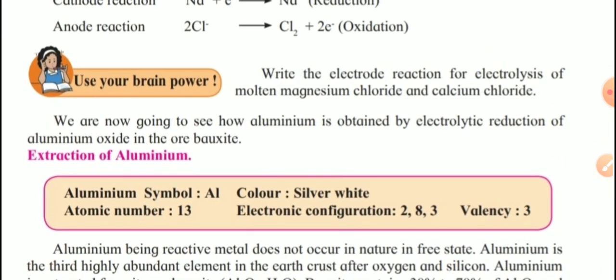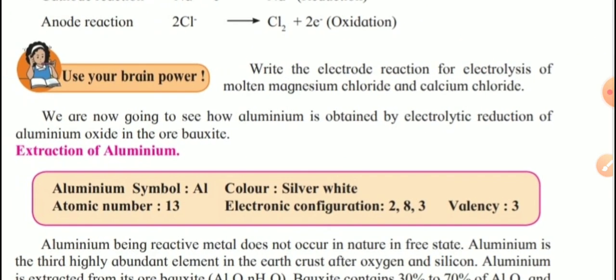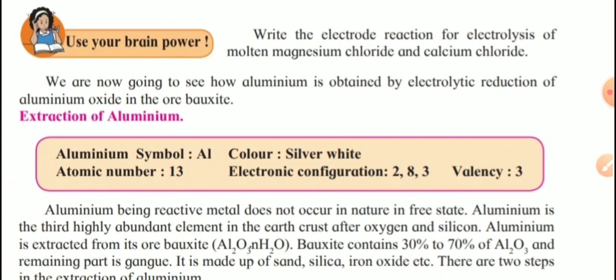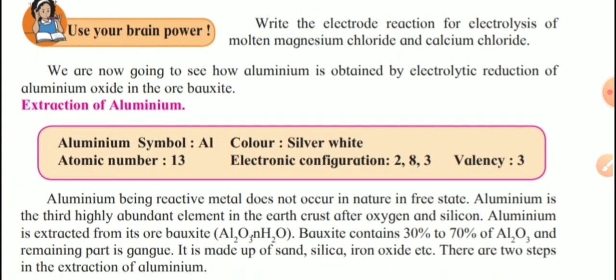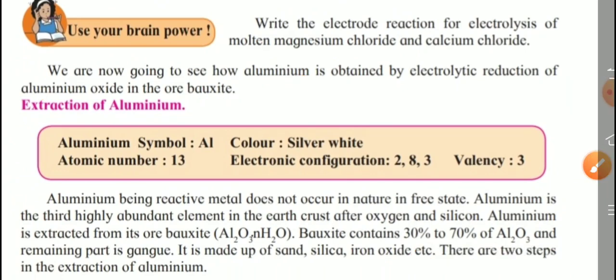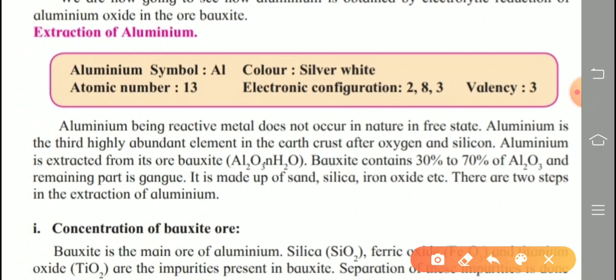Next, we are now going to see how aluminium is obtained by electrolytic reduction of aluminium oxide in the ore bauxite. Bauxite is an ore of aluminium. Remember, what is the name of the ore of aluminium? So the answer is bauxite. Next, now extraction of aluminium. We know the basic information. Symbol of aluminium is Al. Atomic number is 13. Color is silver white.